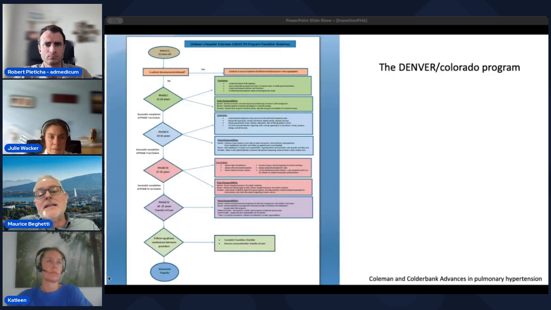So that's the checklist. I think it's good if you can have access to that. That's very helpful. That's a PH checklist for pediatric patients going to adults. So I will not go into detail, but that's very helpful to check all these different things. Next.